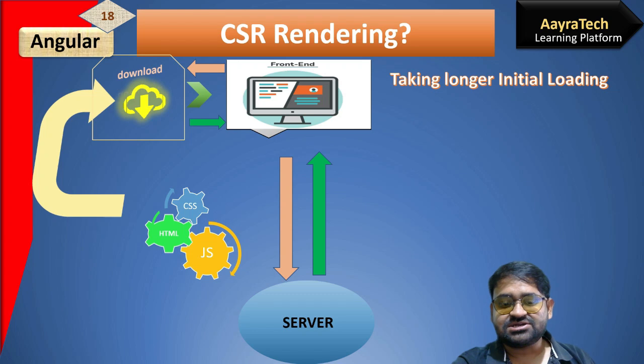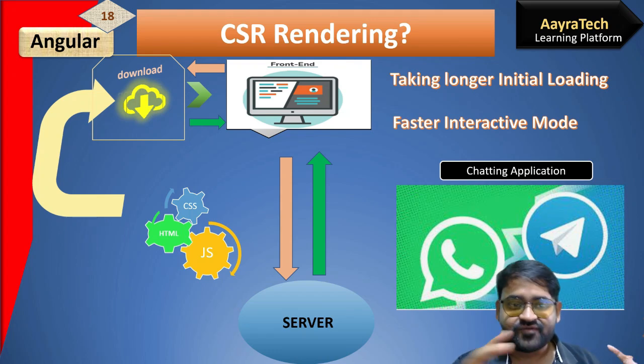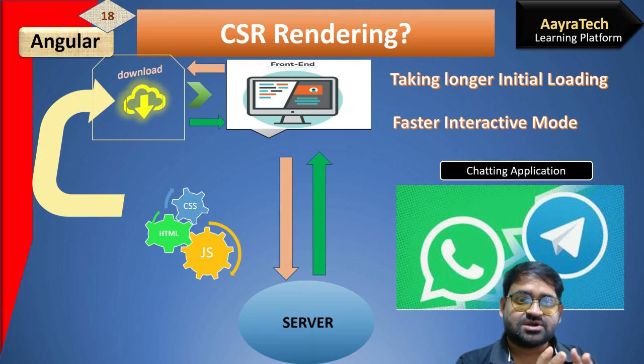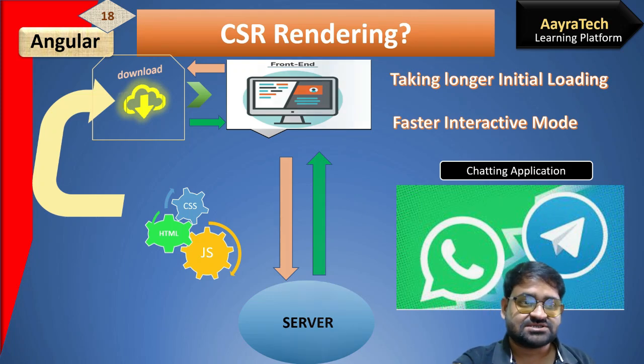That's why the interaction becomes faster in client side rendering, and it is hugely used by chatting applications like WhatsApp and Telegram. They are using client side rendering for faster interaction. When there is a huge number of users, it is preferable to use client side rendering. So let's see what server side rendering is.